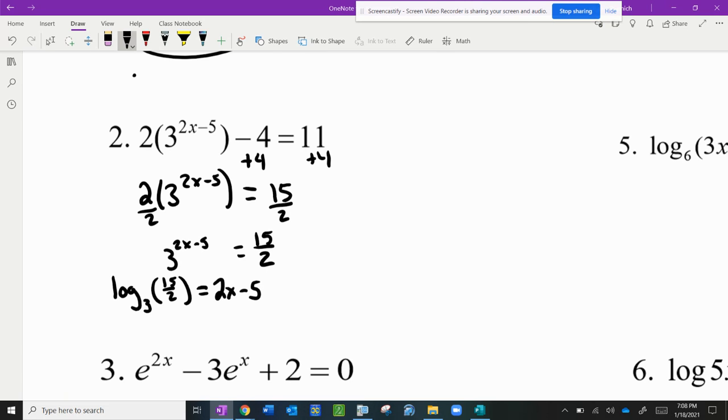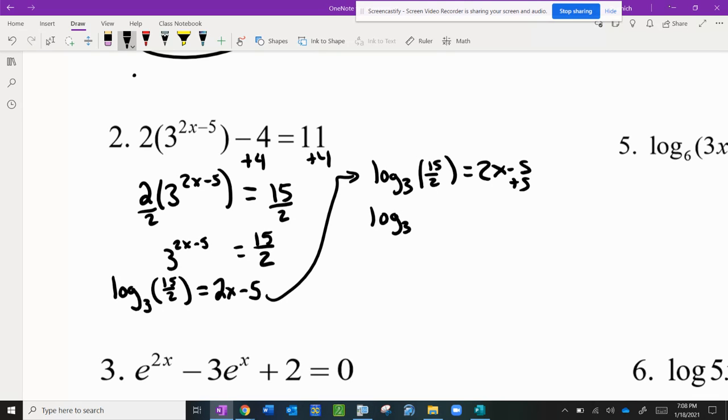Remember, log base 3 of 15 halves is just a number that our calculator can handle. It'd be like saying square root of 3021. We wouldn't know what it is, but I'm going to hold off putting it in my calculator until I get x by itself. So I'm going to carry this up here, and I'm going to write log base 3 of 15 halves is equal to minus 5. I'm going to add my 5. Now remember, this log base 3 of 15 halves is a number by itself, so you would not want to add 5 to that 15 halves. And then I'm going to divide everything by 2.